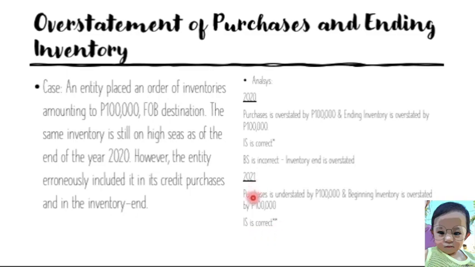So net income and purchases are inverse. So understated by 100,000, net income is overstated by 100,000. Beginning inventory and net income are also inverse. So if this is overstated by 100,000, net income is understated by 100,000. So again, it corrects itself. What about for the balance sheet? Well, the balance sheet for this year is correctly stated.